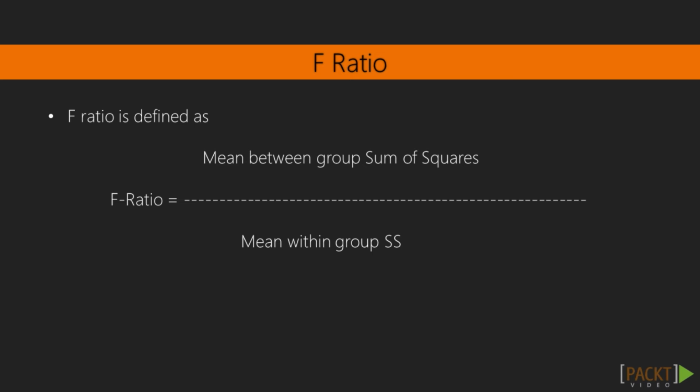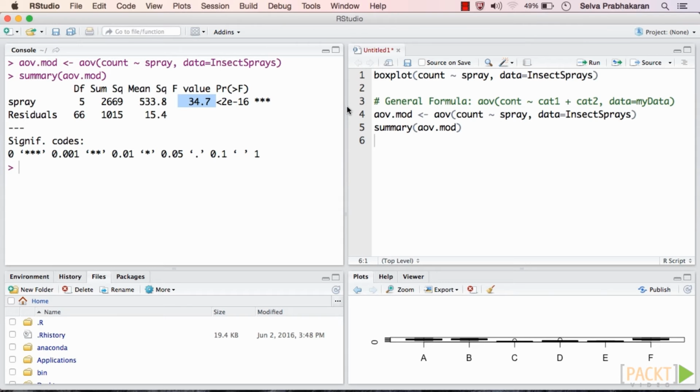If the F ratio is greater than 1, then x and y have some relationship. So, the higher the F, the better. In our example, the mean between-group sum of squares is 533.8, and the mean within-group sum of squares is given by the residuals, which is 15.4. So, 533.8 divided by 15.4 gives the F ratio of 34.7. We have a high F ratio of 34 to support our findings.